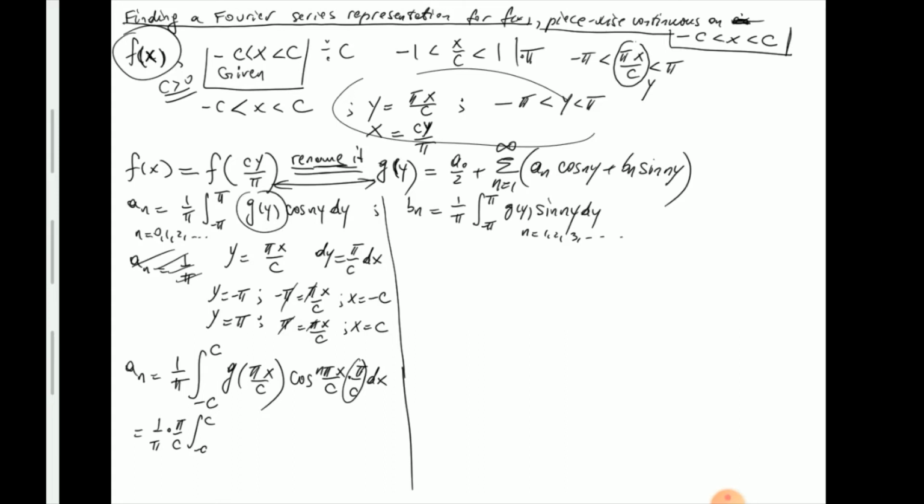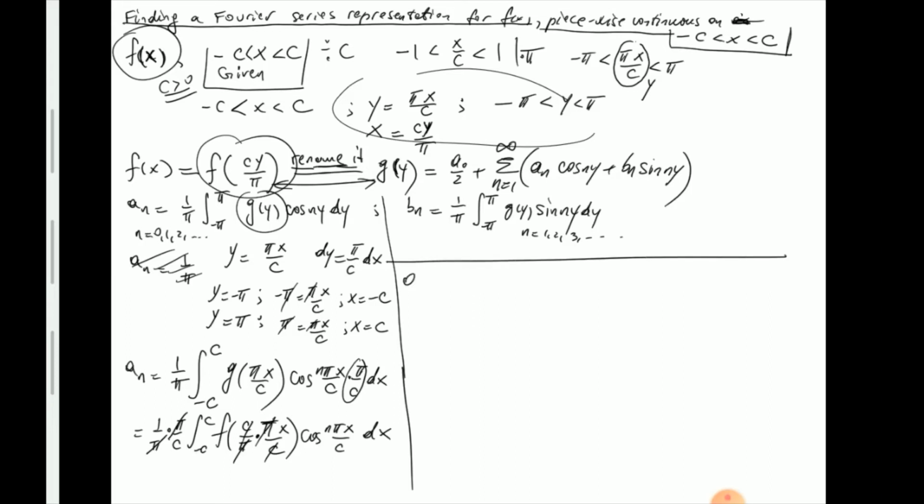Remember, g of y was f of cy over pi, right? So you can replace back g of y with f of cy over pi. And when y is replaced with pi x over c, then the c and pi cancel out, and you're left with just f of x inside the function f. Then pi cancels out, and let's write the formula. So then an becomes 1 over c, the integral from minus c to c, f of x cosine of n pi x over c dx.